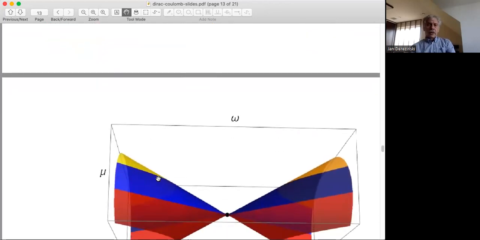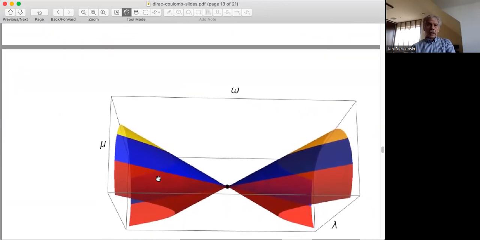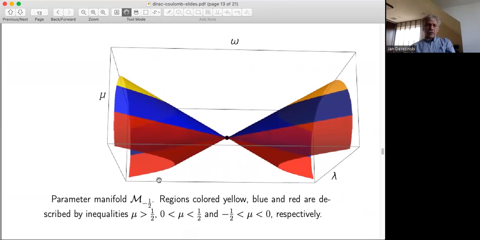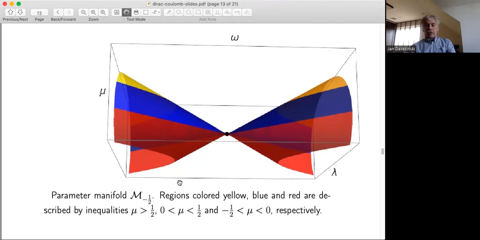Can you hear me? Yes. Okay. On this picture, we try to represent this manifold. Of course, only real dimensions are portrayed here. There is a certain color code. In particular, you can see that the red and blue parts of the manifold lie over the same parameter space in omega and lambda, and yellow is kind of above. So this is a manifold which cannot be parameterized by omega and lambda. It kind of turns around.